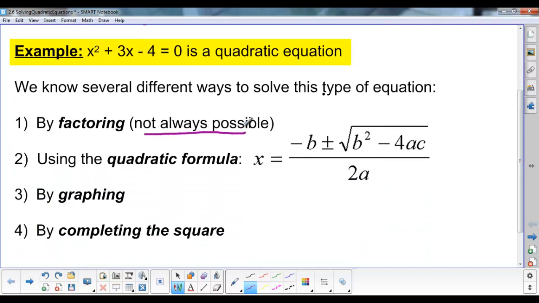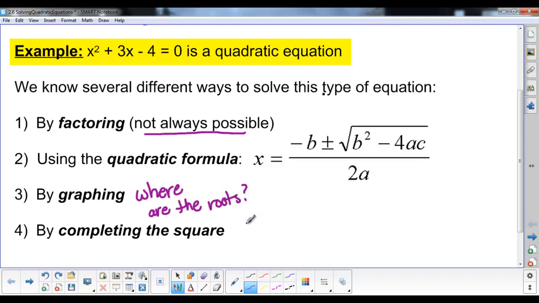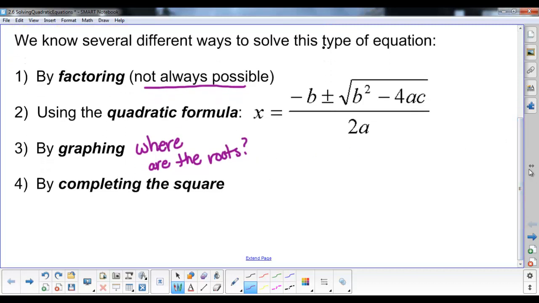So, if it's not possible, we end up trying to do the quadratic formula, which is negative b plus or minus square root of b squared minus 4ac all over 2a. The next option is by graphing to see where your graph touches the x-axis. And the last option is completing the square.